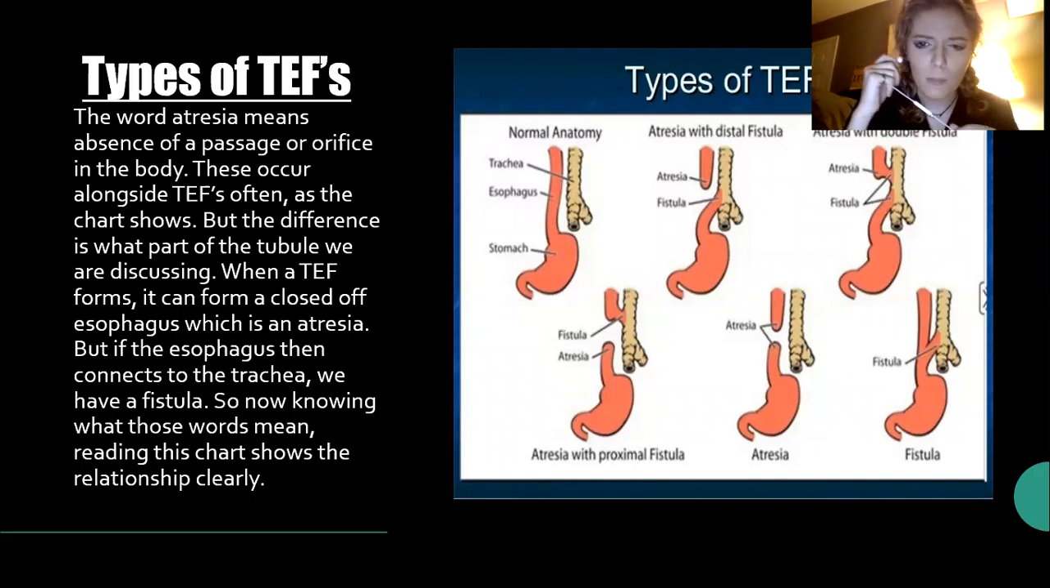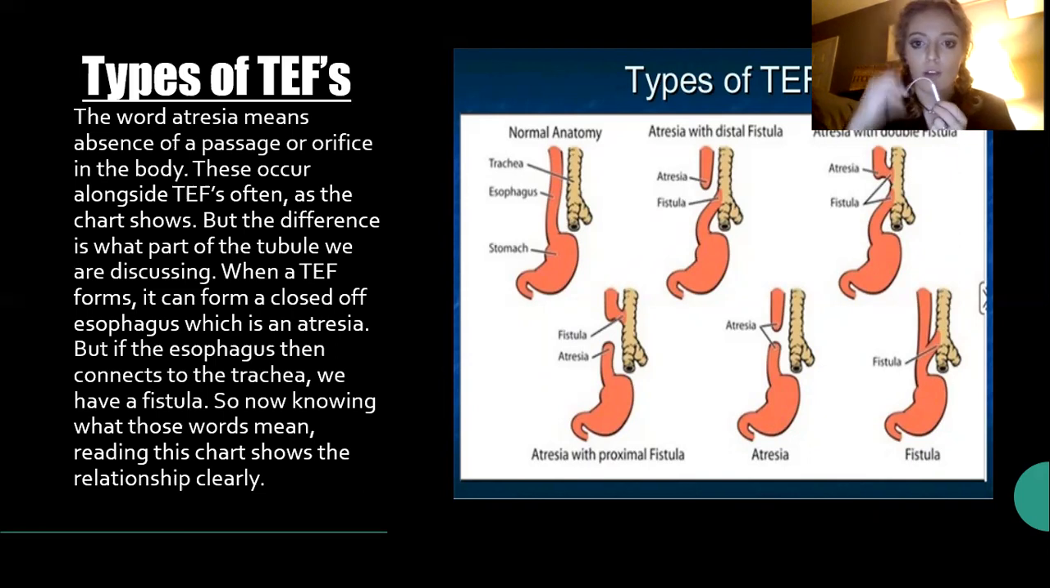Now, the word atresia you hear very often with TEFs. What atresia means is an absence of a passage or orifice in the body. That is Stephanie's presentation, so I'm not going over what that is, but these do occur alongside TEFs, so we do need to discuss just the basics.